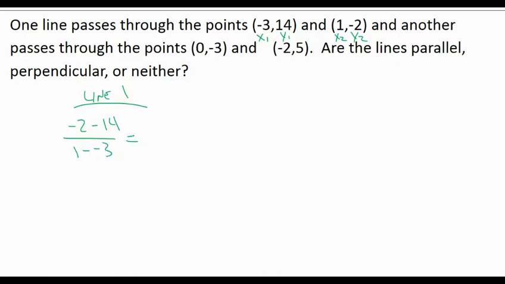I'm going to do that math here. -2 minus 14 would be -16. 1 minus -3 would end up being 4. 1 plus 3 is 4. So my slope is -4. Let's do our next one here. I'm going to change my color here.